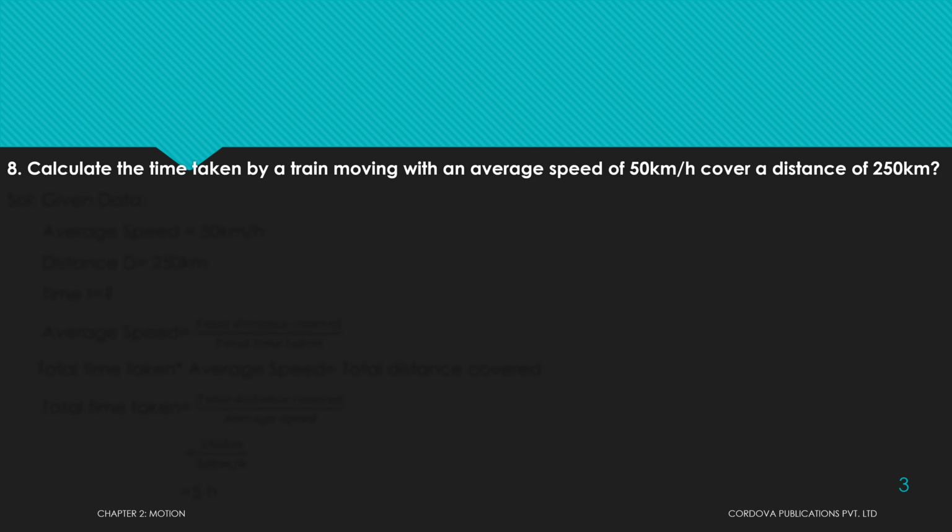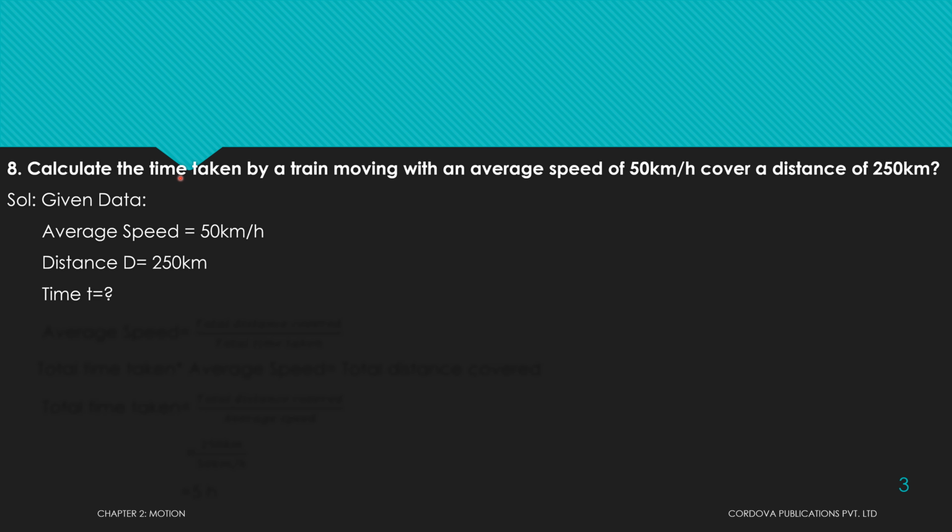First of all, let's write down the given data. Here they have given the average speed, that is 50 km per hour, right? And they have even given the distance, that is d is equal to 250 km, right? And they are asking us to find the time. So time is equal to how much? This is the data which they have given and we all know the formula for average speed. Average speed is equal to total distance covered by total time taken, right?